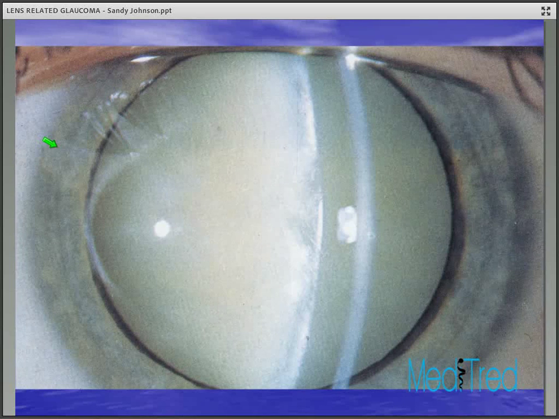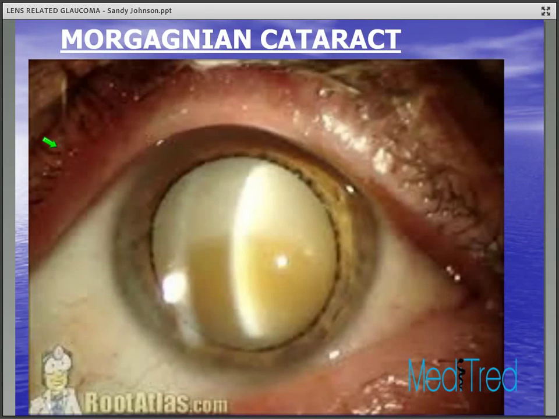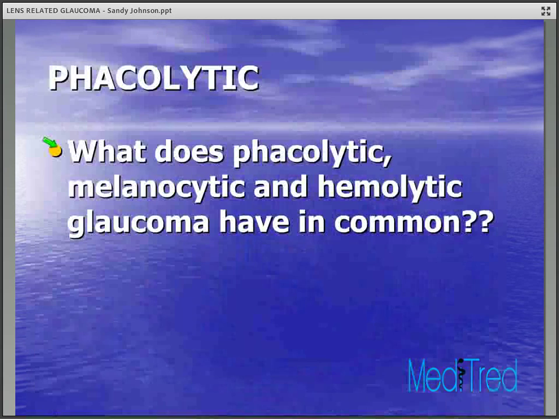Lens-related glaucoma is often related to mature cataracts, as the one you see depicted here. This is also a mature cataract. This is a Morgagnian cataract, where the cortex is liquefied and the nucleus has shrunk and is suspended by gravity in the liquefied lens material. And this is found on the Root Atlas, which is a handy internet reference.